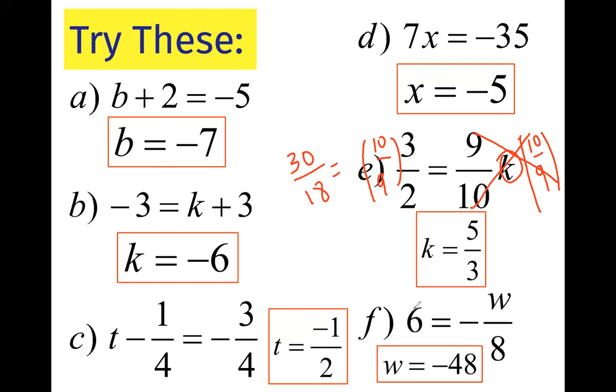Lastly, we have letter F, which is 6 equals -w/8. If you see there's no value in front of the variable, just assume that the number is 1. So this would just be 6 equals -1/8 w. We can see here that -1/8 is keeping w from being isolated, so multiply both sides by -8. Go ahead and multiply 6 by -8, and we get that w equals -48.